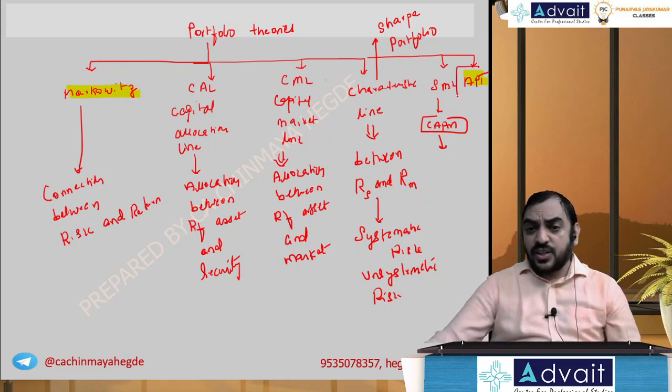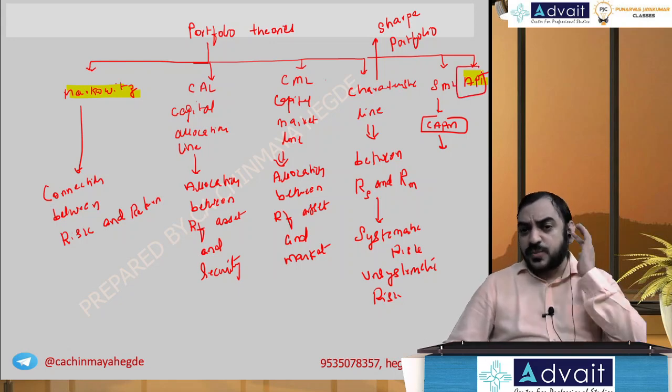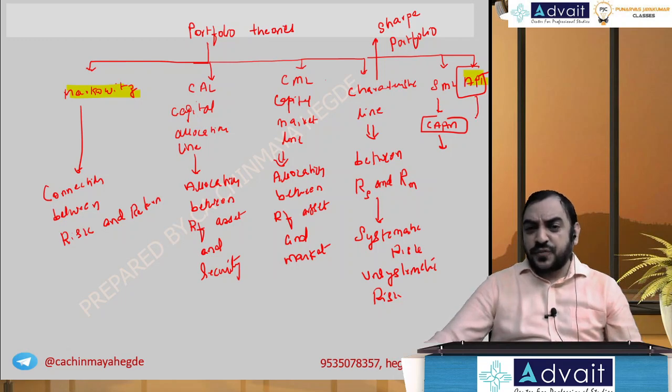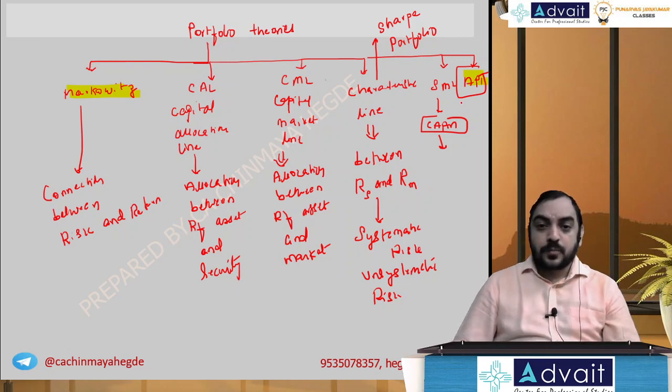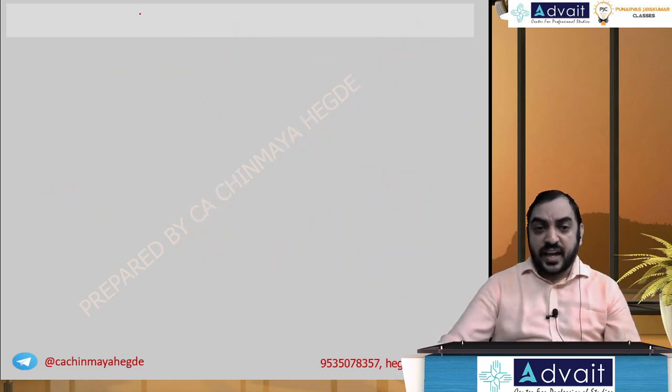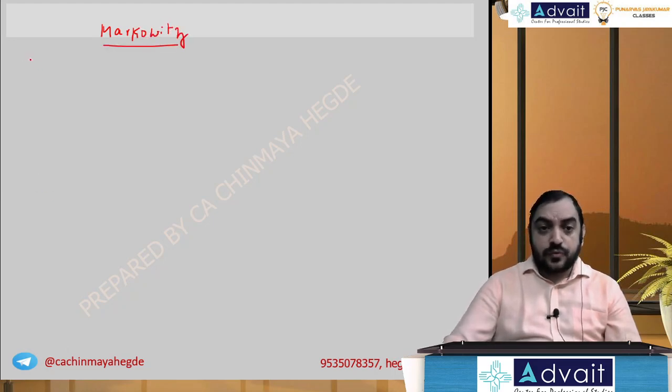APT, arbitrage pricing theory. Arbitrage pricing theory is an extension of CAPM. I'll discuss that when we go to the formulas one by one. I hope you got the overall view of portfolio theory. We'll take it one by one now. First we had Markowitz.